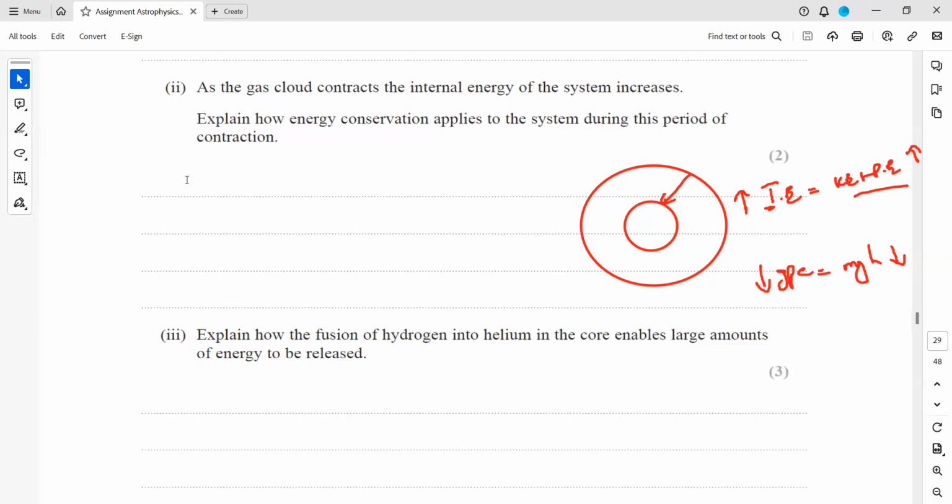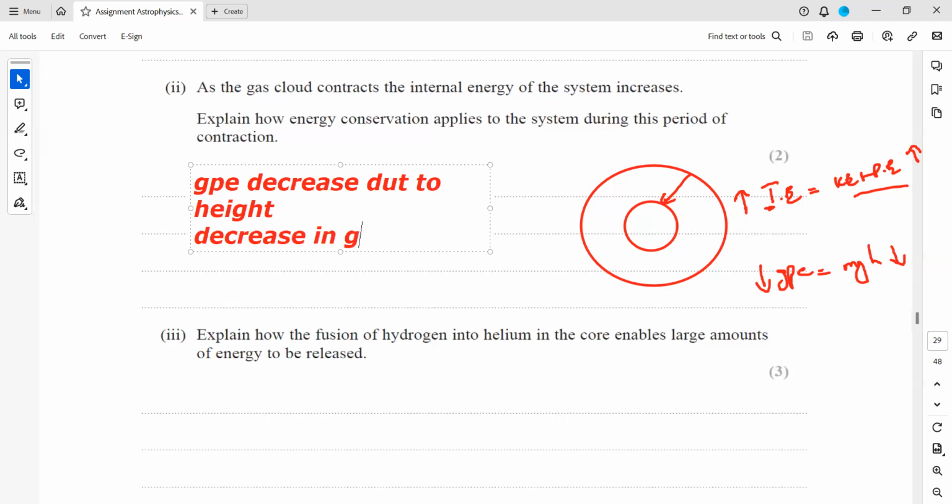So when it collapses, the gravitational potential energy decreases due to height. And the decrease in GPE equals the increase in kinetic energy or internal energy.